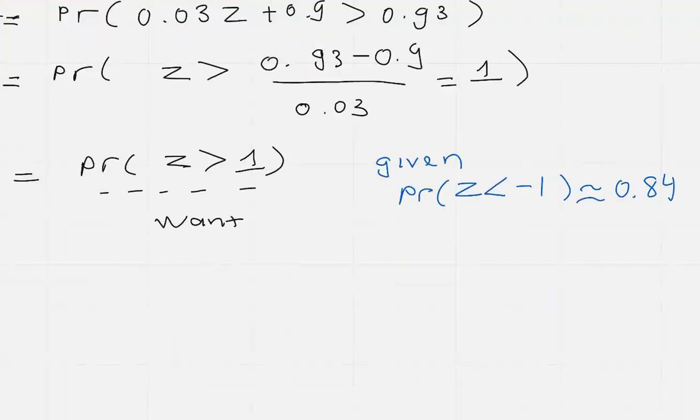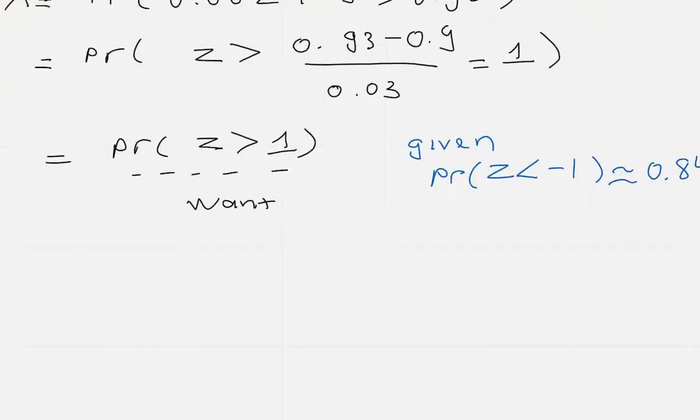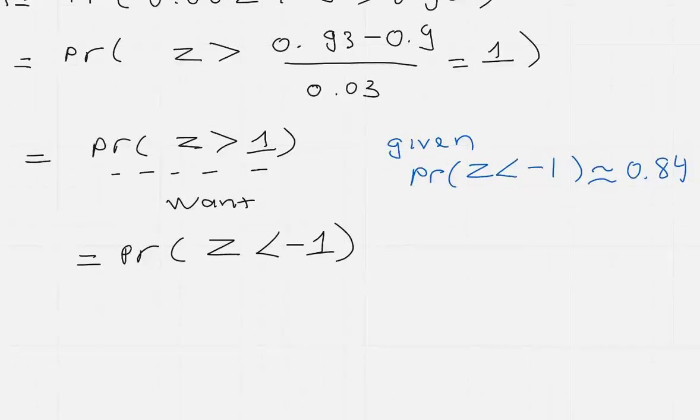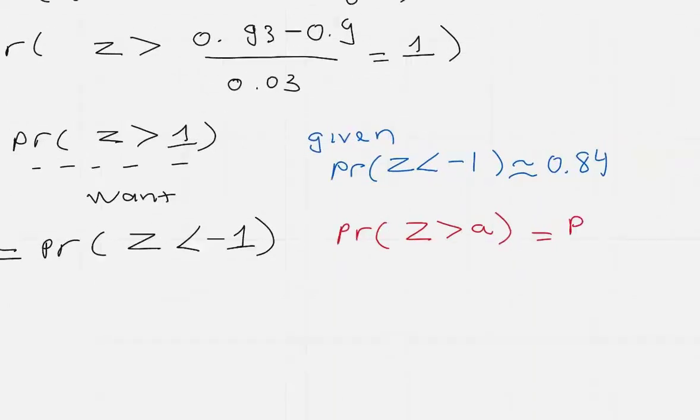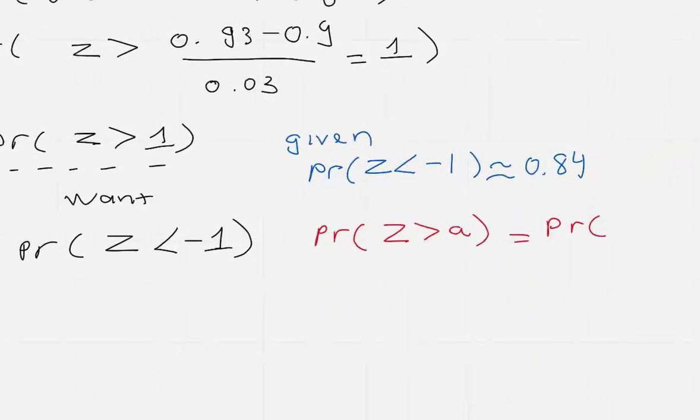Let's remember one thing. First of all, this probability here will be equal to the probability that z is less than -1. Why? Because we have this formula due to symmetry. This formula is very important, especially for the standard normal, so let us remember it. The probability that z, the standard normal, is more than a will be the same as the probability that the standard normal is less than -a. I hope it is understandable.